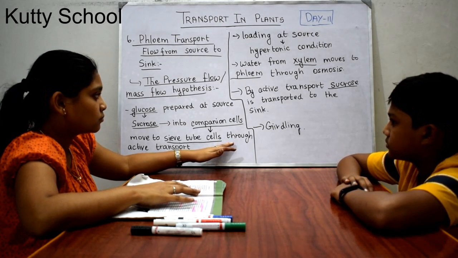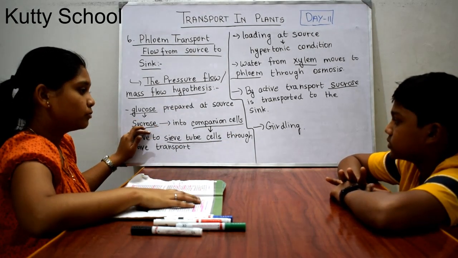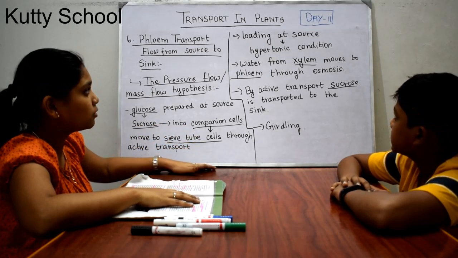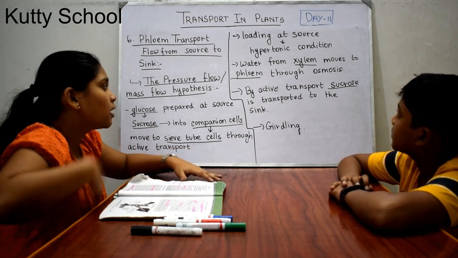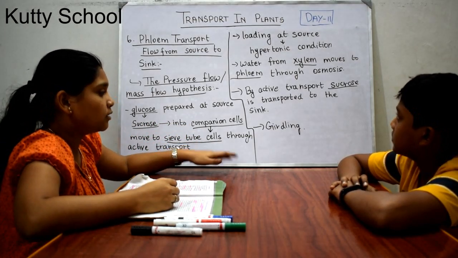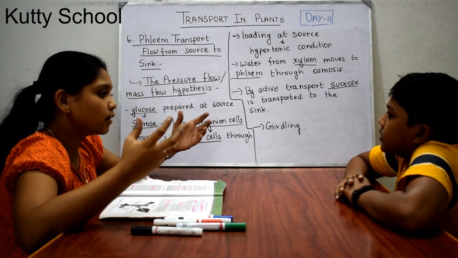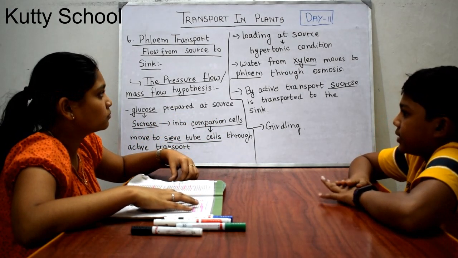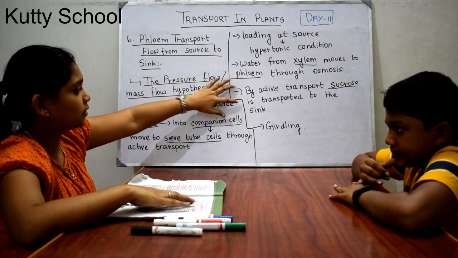Can you understand? First, glucose is prepared. It is converted into sucrose. It enters the companion cells and the sieve tube cells by active transport. After loading at the sieve tube cells, since it is a hypertonic condition, the water from the adjacent xylem moves into the phloem, and after that it moves by active transport, requiring energy, and is sent to the place where it is required.